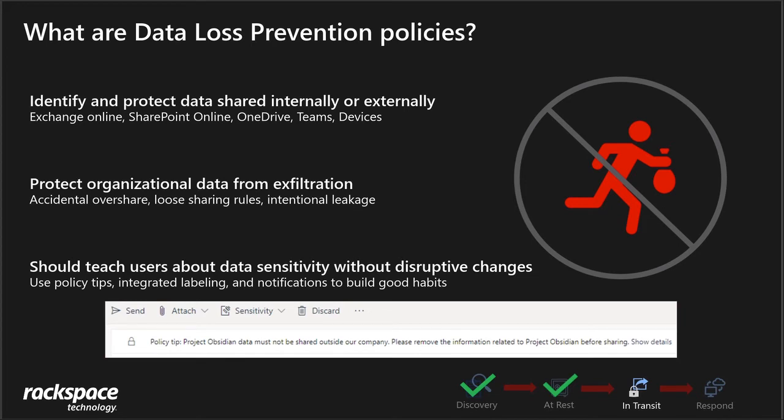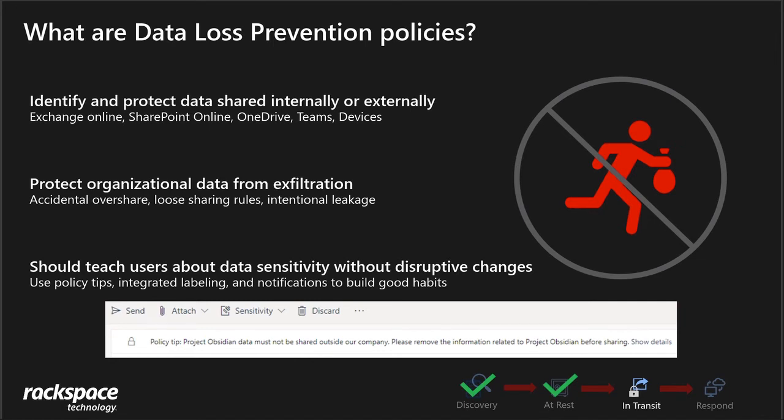One cool thing is that DLP, within the Microsoft Office applications, has something called policy tips, which can be used to teach users about the data sensitivity during the risky action they're taking. You can see in this screenshot, somebody's trying to send an email to an external email address with a Project Obsidian document attached. The policy tip says, hey, this data should not be shared. Please remove it before sharing.